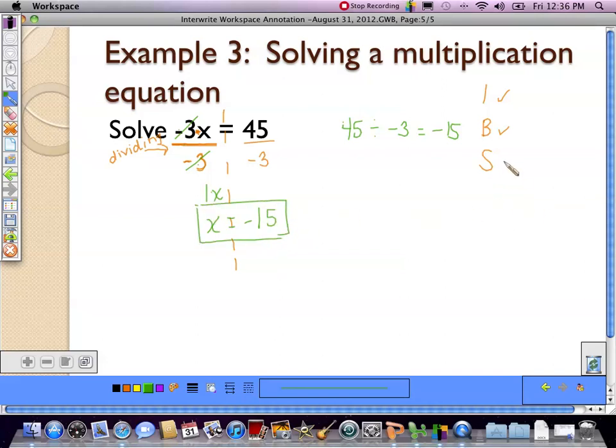Okay, what was that last step? You can always go back and check your work. So let's try it. Our original equation was -3, and then for the x value, I'll put parentheses and place our -15 because that's the answer we got. And we're going to see if it actually comes out to be 45. Well, a negative times a negative is a positive, so that's good. And 3 times 15 is 45. So we know that this is the correct answer.